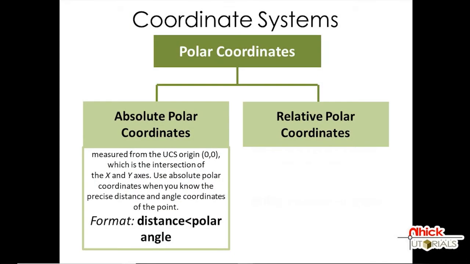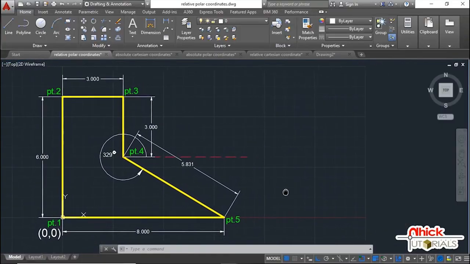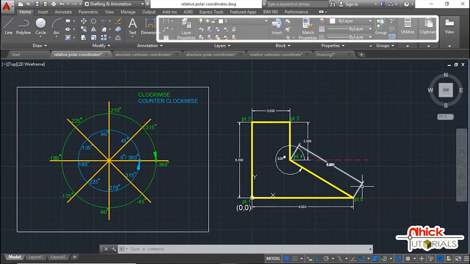Relative coordinates are based on the last point entered. Use relative coordinates when you know the location of a point in relation to the previous point. To specify relative coordinates, precede the coordinate values with an at sign. Use the at, distance, less than, polar angle format in solving relative polar coordinates.